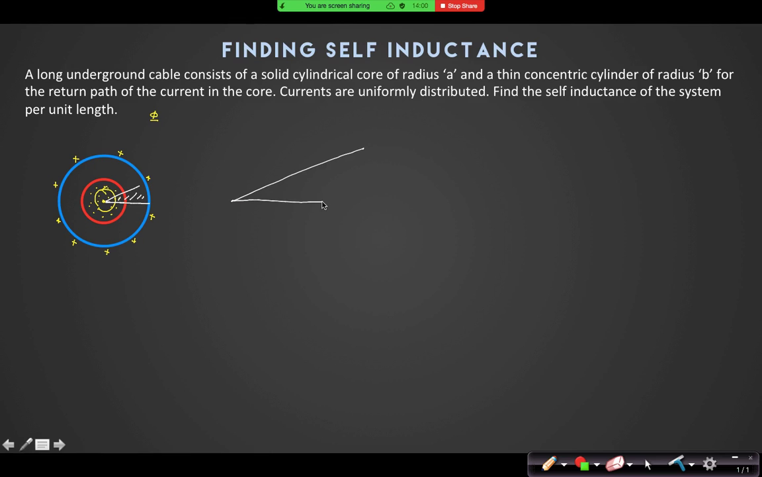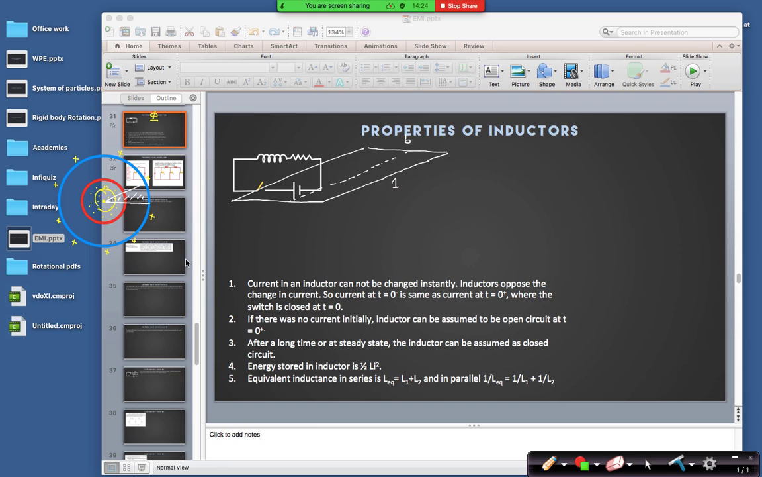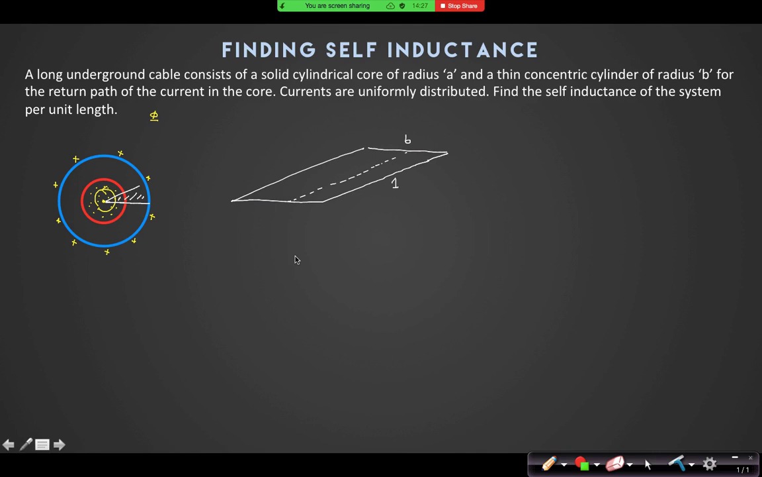Look, this is the area. Suppose what is the length of this area? 1 meter. This is the radius a, and this is a total radius b. Out of this b you can divide this total length b into two segments. One is from 0 to a, another is from a to b. Yes or no? Yes.